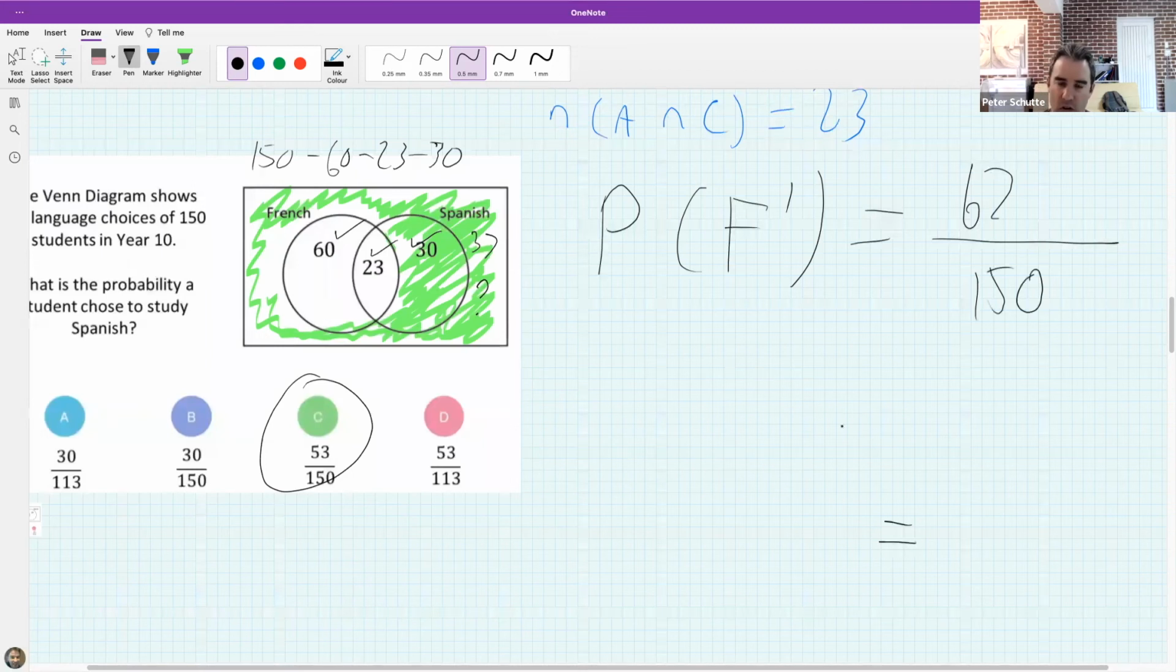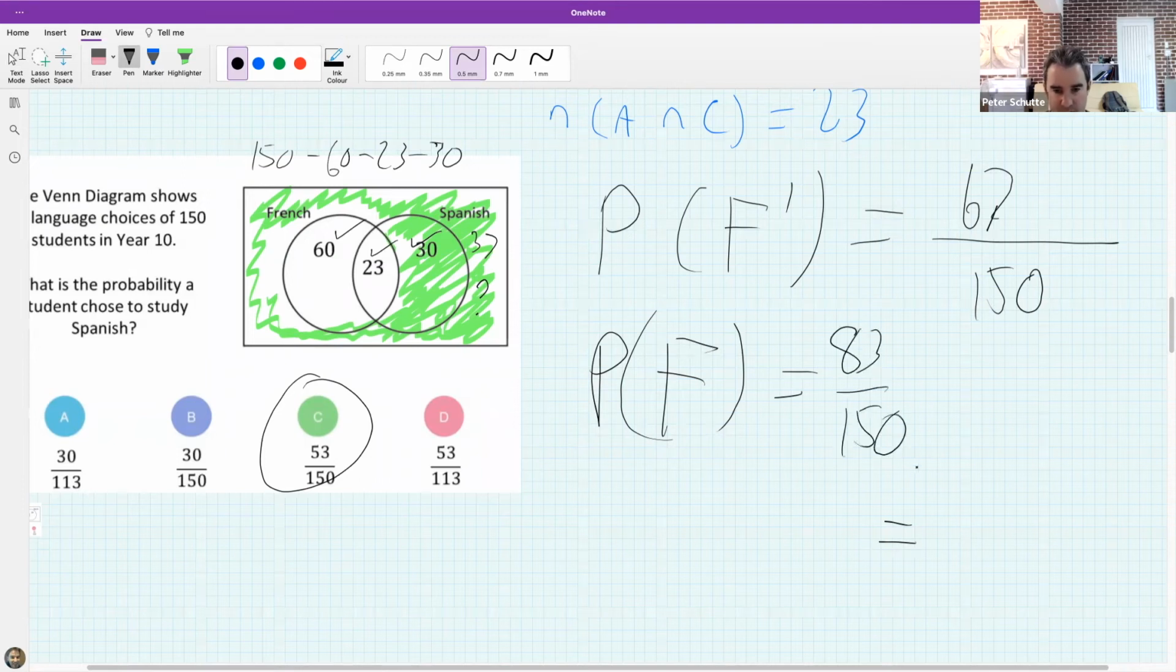So give me a thumbs up if you understand how I got that. Give me a thumbs down if you don't. That's what we call the complementary set. And just to show you something interesting, what is the probability of somebody studying French in this particular group? So it's not just 83, it's 83 over 150.